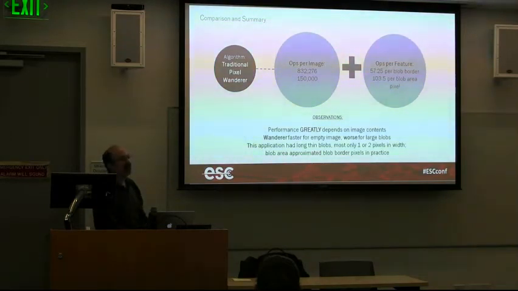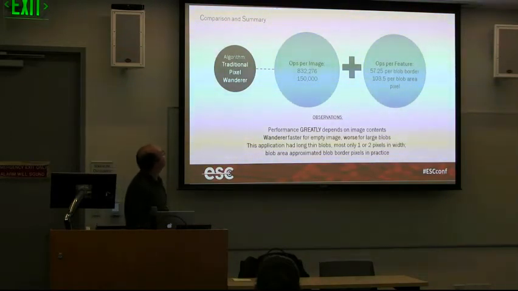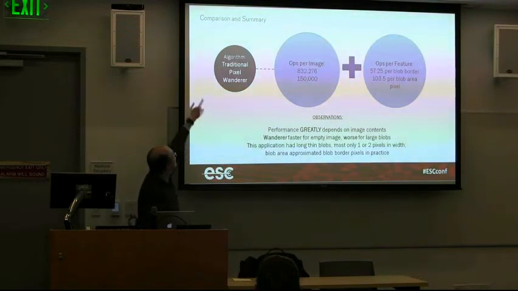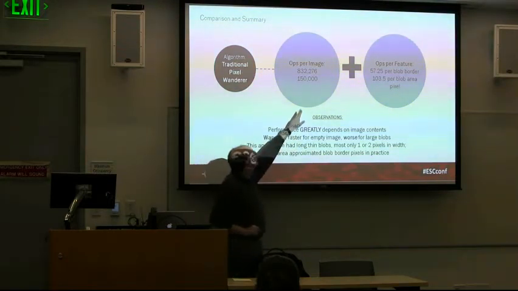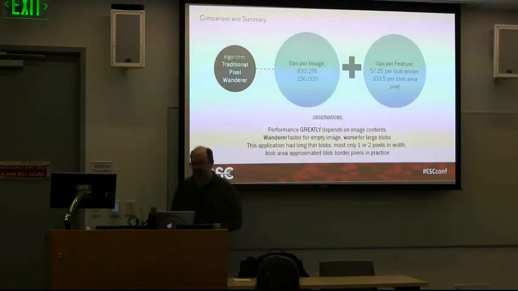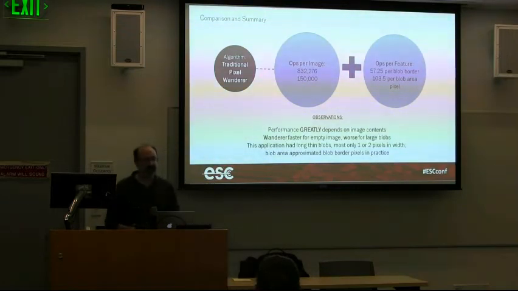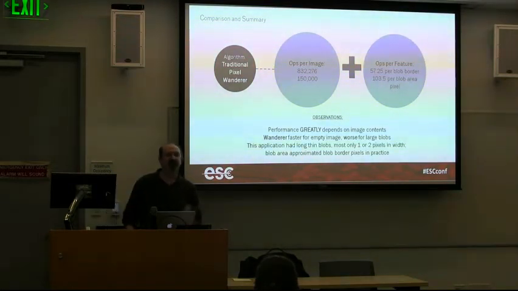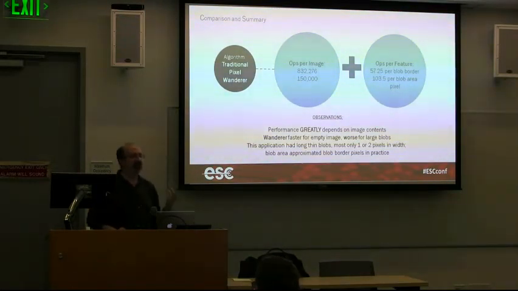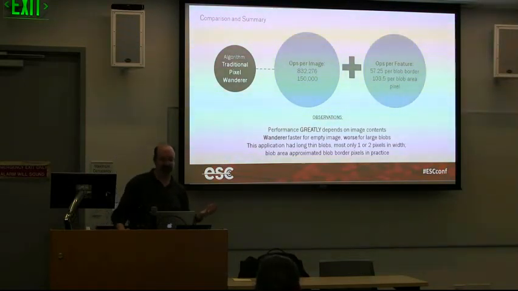Okay, so how does this compare to the last one? So, slide's a little strange. Traditional's on the top, Wanderer's on the bottom. Operations per pixel. For a blank image, we went from 800,000-ish operations down to 150,000. Okay? Where did most of that come from? The convolution, that matrix operation. Turns out that's pretty darn heavy.